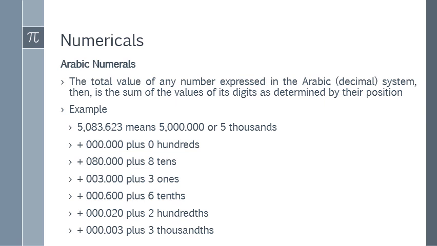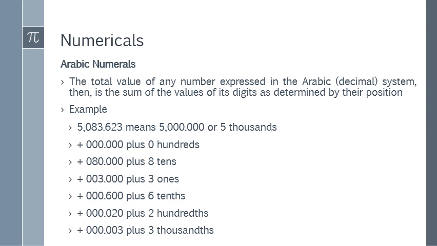So in an Arabic system, the total value of any number is expressed by the sum of the values of digits as determined by their position. That means the position of a digit in an Arabic number will determine its value. For example, we have 5083.623. Now here the first digit 5 represents the thousands, or this is the 5000.